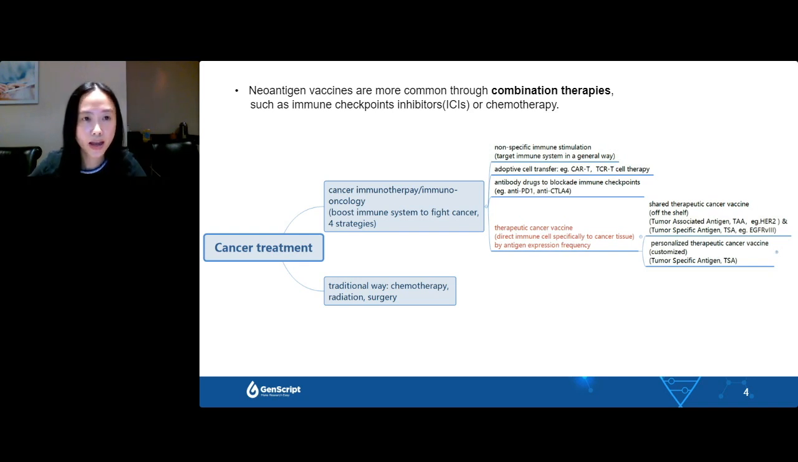Neoantigen vaccines are usually used combined with other therapies, so it's called combination therapy. Sometimes we will see some cases later where it is used in combination with immune checkpoint inhibitors.